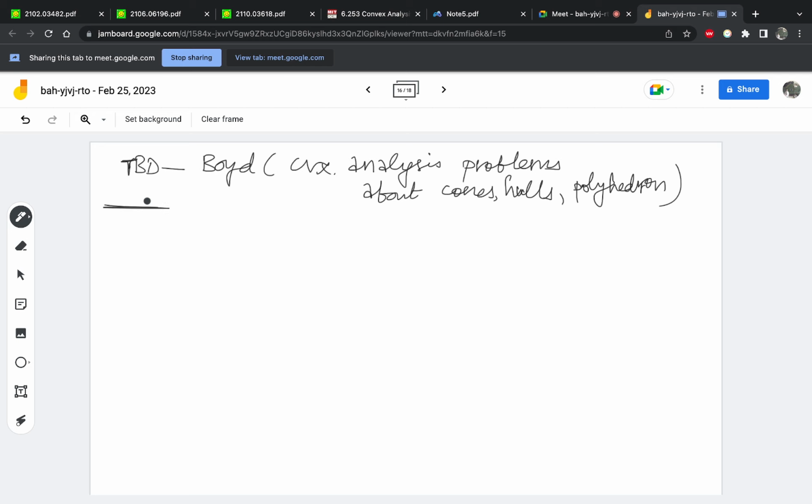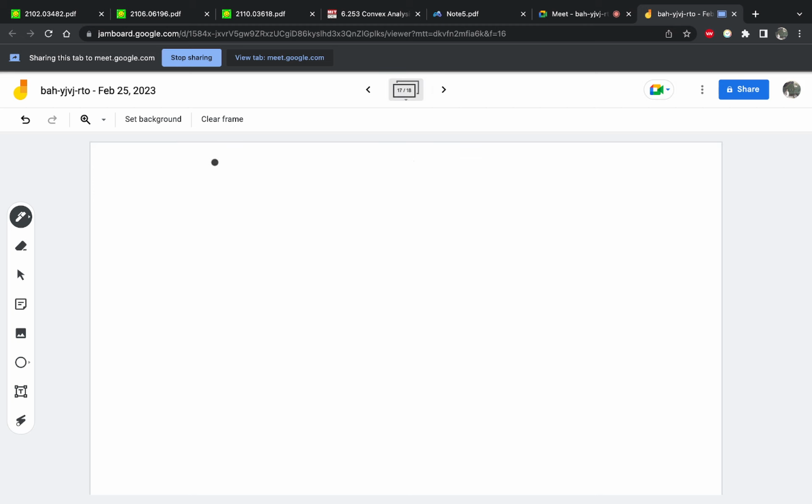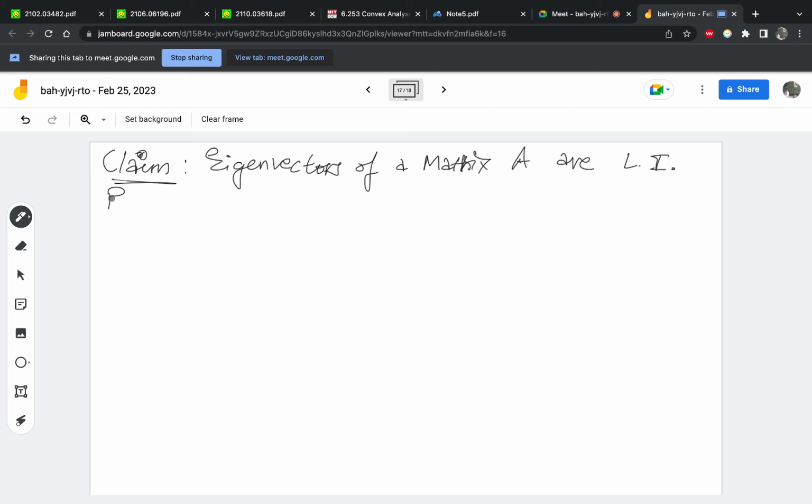So let me talk about a few proofs which we typically know and take for granted, but let's just prove them for once. Eigenvectors of a matrix, let's call the matrix A, are linearly independent. How would I prove this? Any ideas?